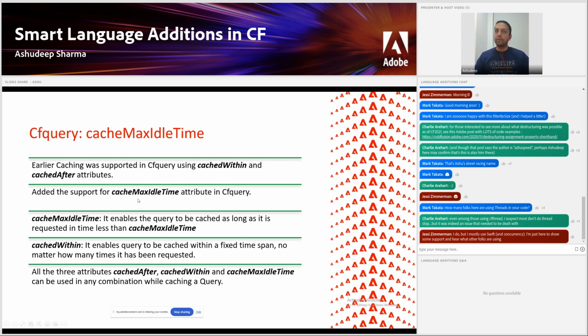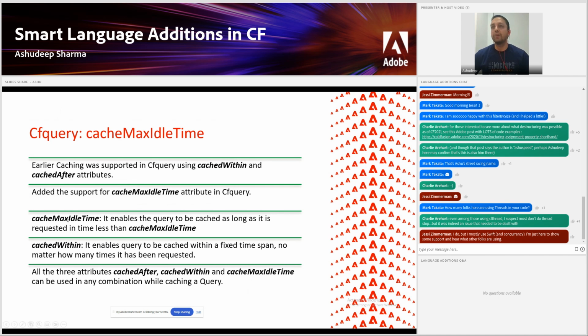And we have added support for the cache max idle time attribute in the CF query. It enables the query to be cached as long as it is requested. So let's say the last request is at 7 seconds and I have the cache max idle time set to 8 seconds, then this query will be in the cache for a total of 15 seconds, right? And cache within, the functionality that we had, just enabled the query to be cached for a fixed span of time, no matter what its access pattern is.